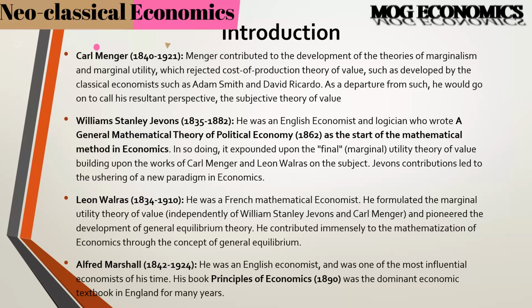So Menger contributed to the development of the theories of marginalism and marginal utility, which rejected the cost of production theory of value. One of the most significant things this school of thought did was to explain what determines the value of a commodity. This school of thought was able to successfully put that debate down forever. Other schools of thought have been talking about the labor theory of value in different forms, but this school of thought finally put the argument to bed and made us realize that it is not the cost of production that should be looked at. We are trying to determine the value and the prices you should tag a commodity, so it is supposed to be the satisfaction, the utility, that people derive from that commodity.